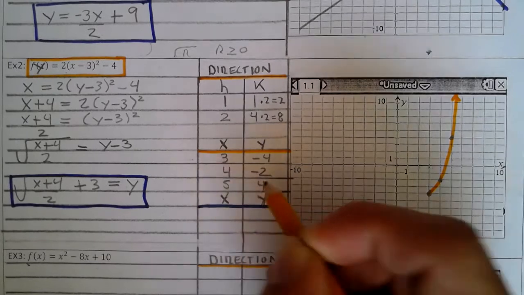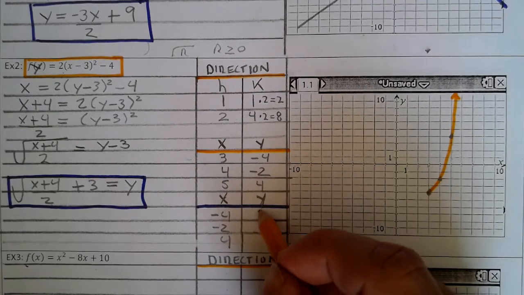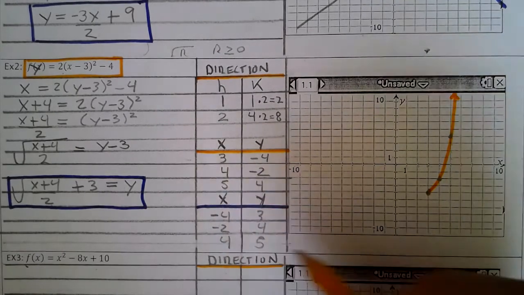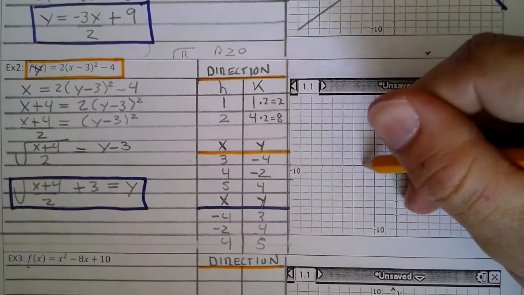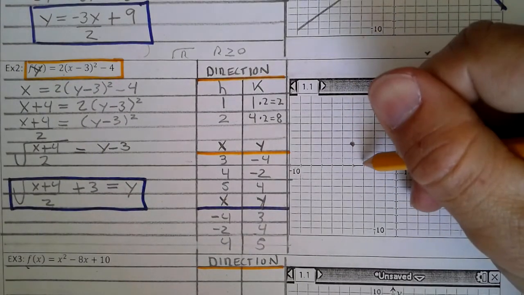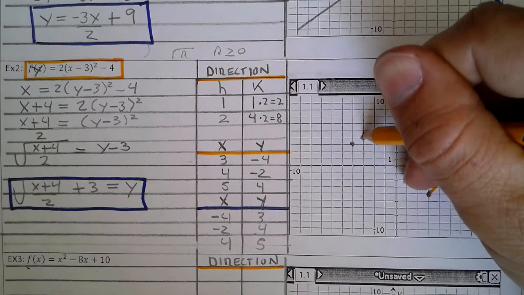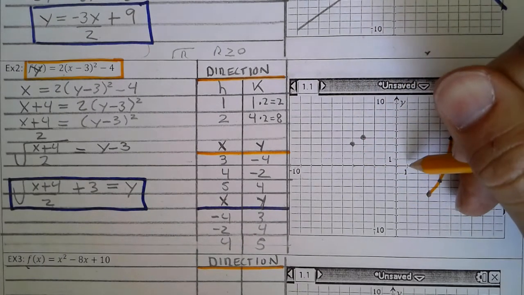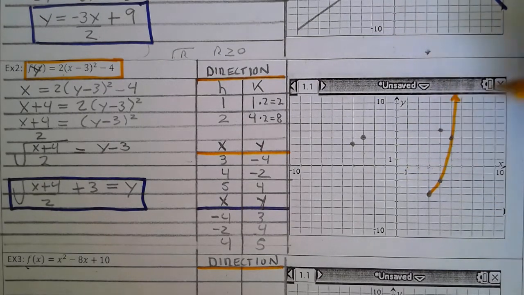Now we know in an inverse, we switch x and y. So the new x values are negative 4, negative 2, and 4, and the y values are 3, 4, 5. So the points are negative 4, up 3; negative 2, up 4; and 4, 5.